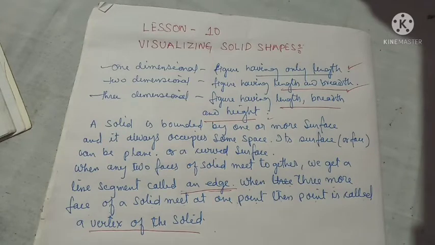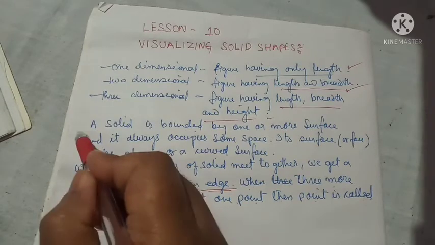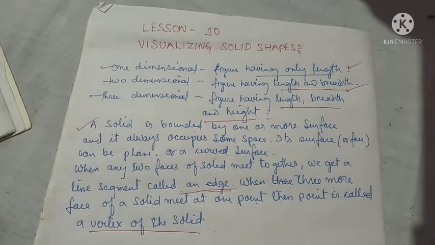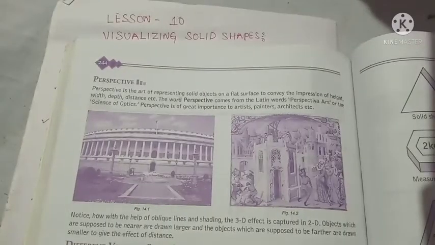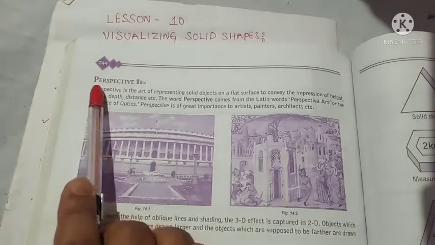In this lesson, we are going to visualize solid shapes. So we have to understand first what a solid is, what the edges are, what the vertices are, and what the faces are. I think we have learned this in our earlier classes. Here is another point we have to understand: perspective.